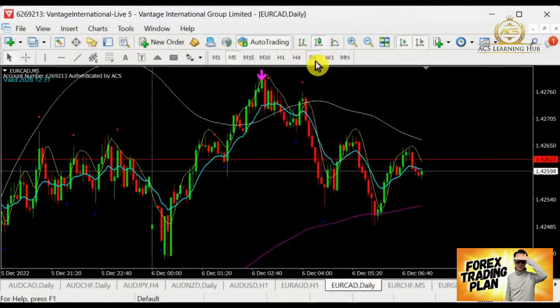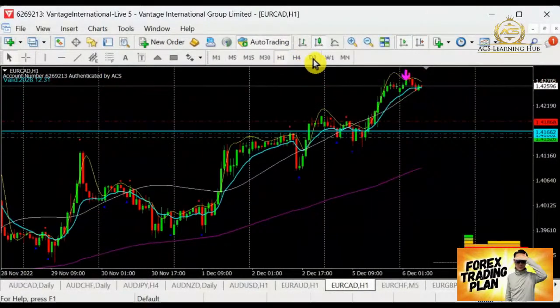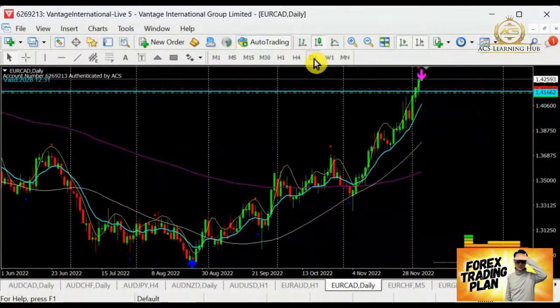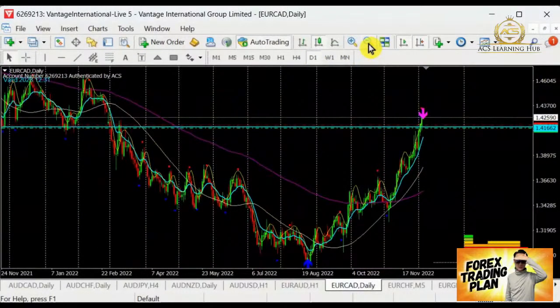What about Euro CAD? Well, for Euro CAD over here, tentatively by looking at it, it is a bull. The bull is still running very bullish. So tentatively, let's shift this resistance level up. Okay, there's a gap here to fill up. So tentatively, by looking at this, Euro CAD should still be on the buying side.